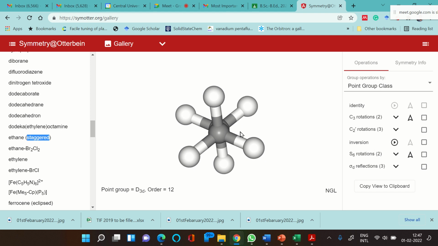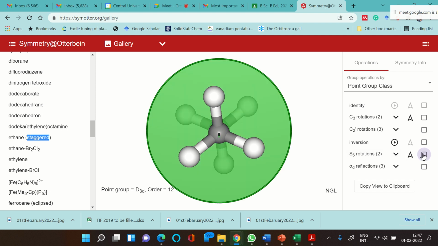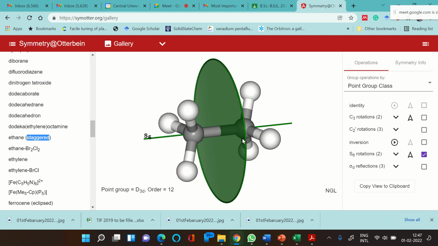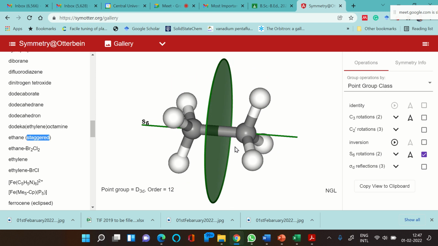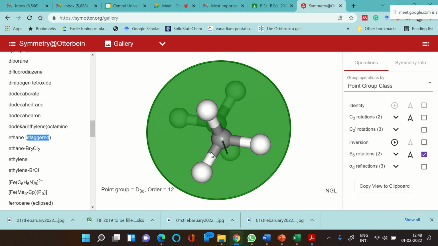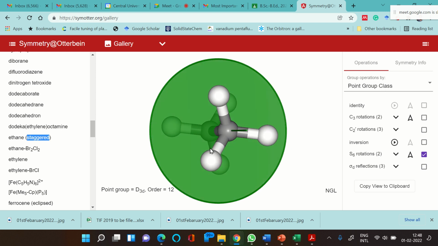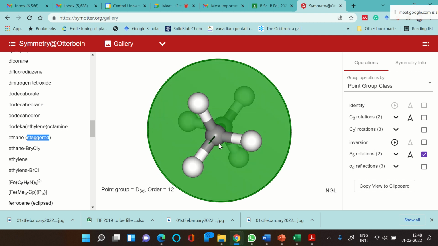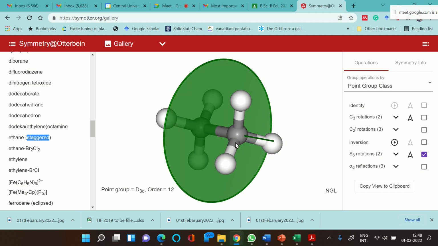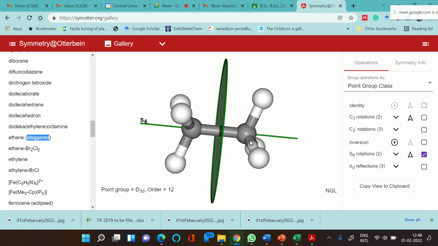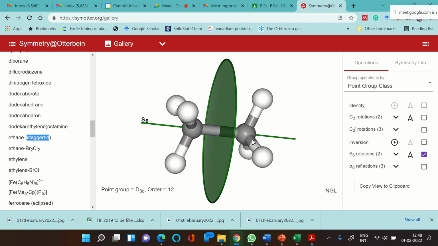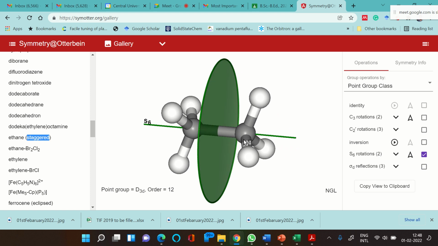ठीक है, अब इसको आप मूव करोगे, so performing... What you have to do, you have to perform rotation along this axis and then reflection in the perpendicular plane, perpendicular to this axis. So this is the axis, the green line that you see passing through the C atom. ठीक है, इसके along rotation करना है और reflection. So the combination of these two is one simple S6 improper rotation.